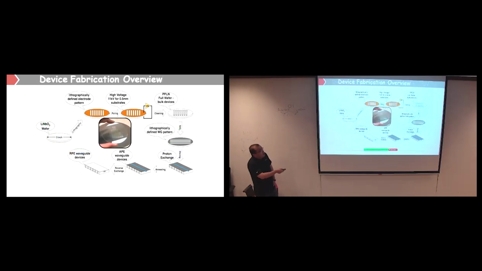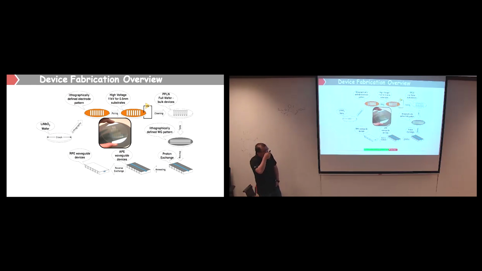Here is how we fabricate. We have about a 400 square meter clean room. We have the lithium niobate wafer, and then use lithography, and use a high voltage to make the periodically poled region. Then we put some silicon dioxide on top, and use lithography to define the waveguide pattern, and then use proton exchange for the APE waveguide, and eventually you do the reverse exchange. This technology is learned from Matthew's group at Stanford University, and we built up our own setup in China.